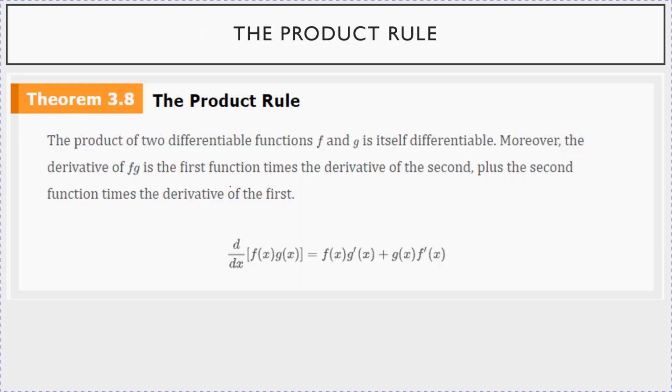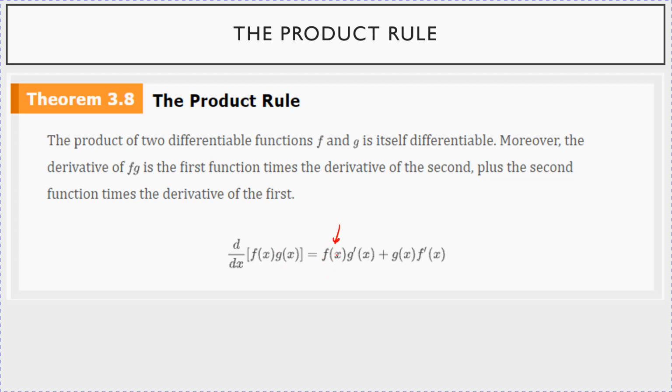So let's start with the product rule. The product of two differentiable functions, f and g, is itself differentiable. Moreover, the derivative of f times g is the first function times the derivative of the second plus the second function times the derivative of the first. So the derivative with respect to x of f of x times g of x is equal to... and this will make more sense when you see the first example.